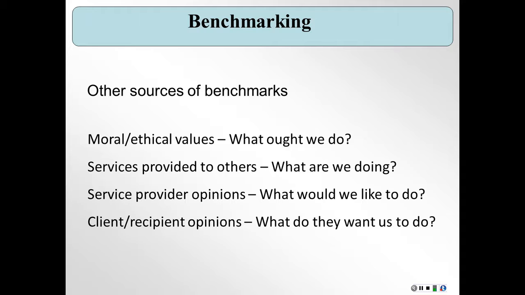Four other sources of benchmarks are mentioned in the chapter, and I want to briefly discuss each of them. On the screen, you'll see these four listed in terms of the titles used by the authors of your primary textbook. They refer to moral and ethical values, services provided to others, service provider opinions, and client recipient opinions. I've kind of rephrased these as questions to help you think about what kind of information you would be seeking to create these benchmarks.